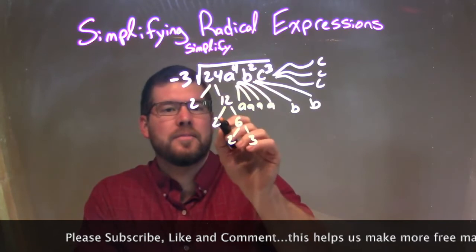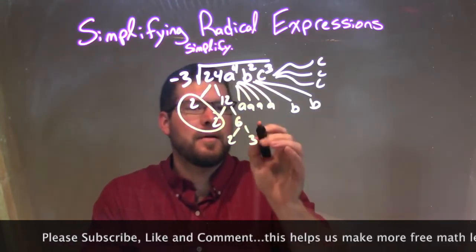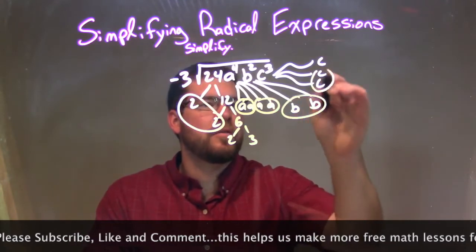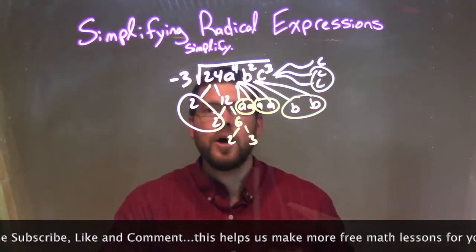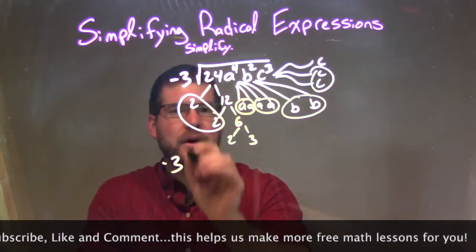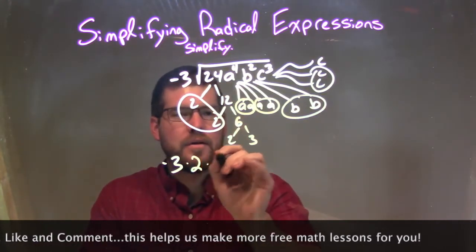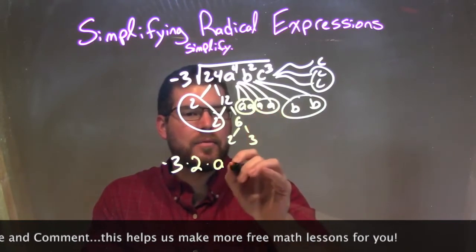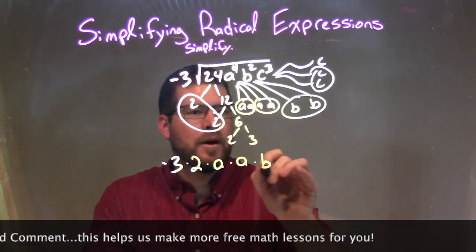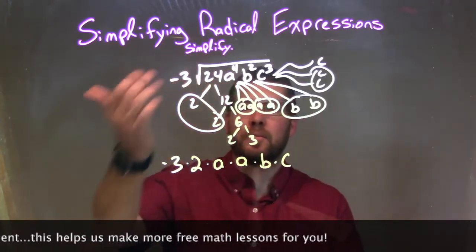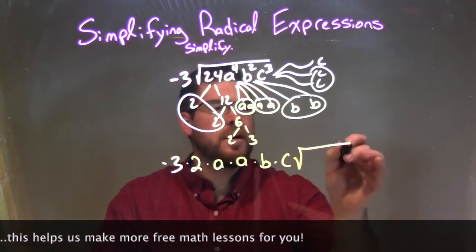So let's circle our pairs. A pair of 2's. I have a pair of a's and another pair of a's, a pair of b's, and one pair of c's. So when I rewrite this, I have the negative 3 on the outside, and I multiply it by all my pairs: a pair of 2 times one pair of a times one pair of a times a b times a pair of c's. Remember, the pairs on the inside of the square root become singles on the outside of the square root. Got all my pairs.